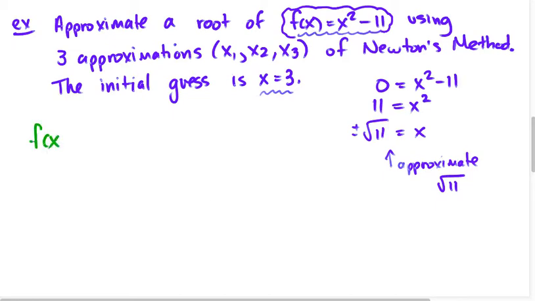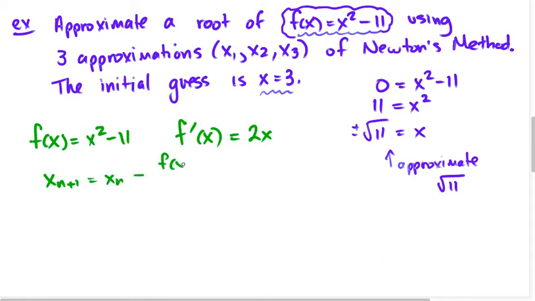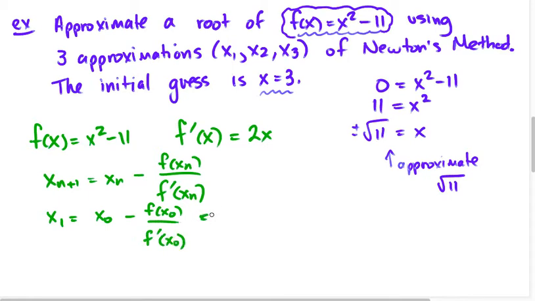First of all, we know what the function is. f of x is equal to x squared minus 11, and Newton's method is going to require us to also know the derivative, which is a nice easy one in this case, 2x. The formula is x sub n plus 1 equals x sub n minus f of x sub n over f prime of x sub n, and so I can start by finding x1. So x1 is x0 minus f of x0 over f prime evaluated at x0. And so x0, that's 3 from our initial guess.